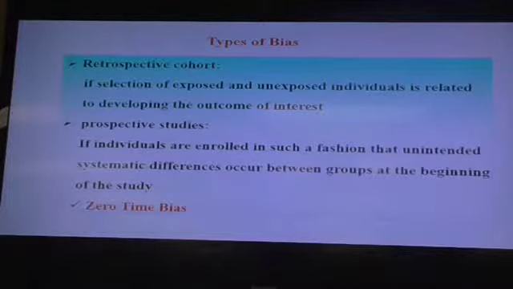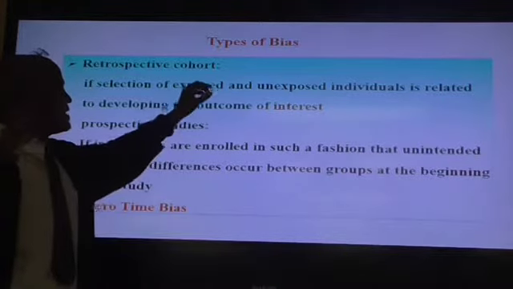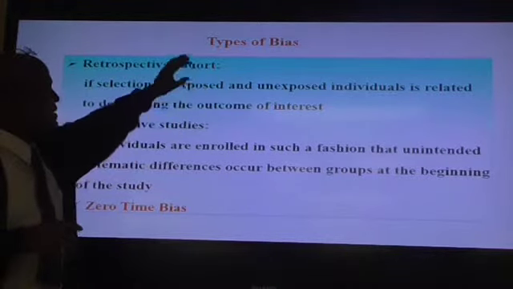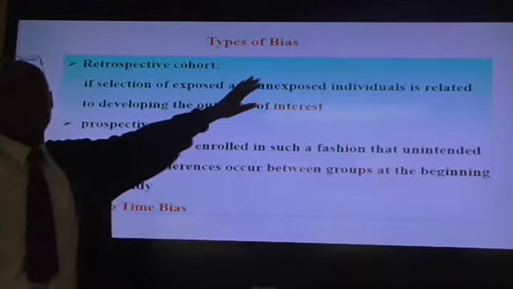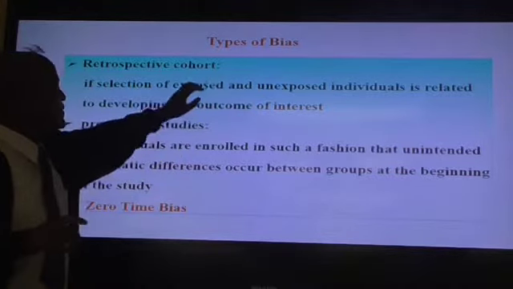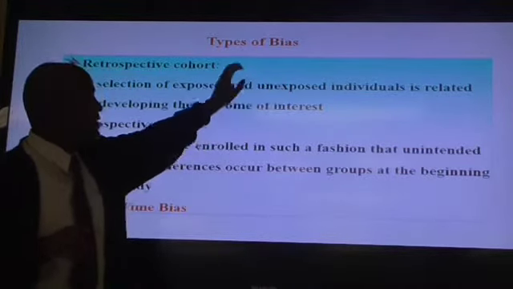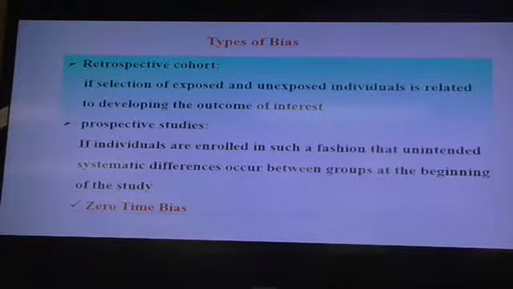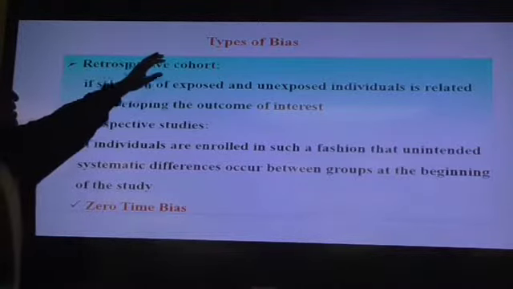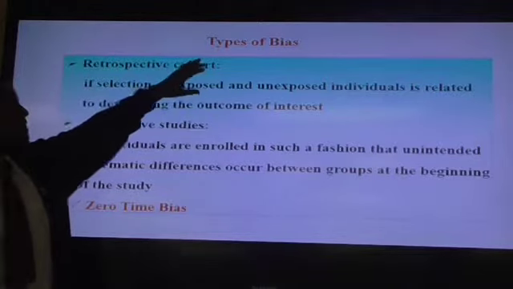You know, when we're looking at retrospective, you also look back in records or in data. So based on what we have in the record, we group individuals into exposed and unexposed. That is without regard for the outcome. But if this exposed and unexposed categorization is based on developing the outcome of interest, then that leads to the bias.